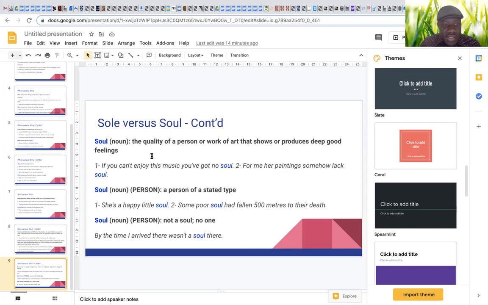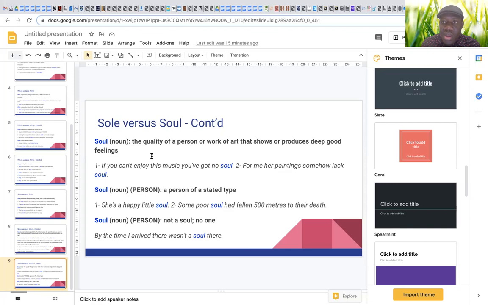Soul, again, as a noun, meaning a person, could mean not a soul. If you say not a soul, you mean no one, no person, nobody, no human. So for example, you could say, by the time I arrived, there wasn't a soul there, okay? There was nobody there. There was no one.